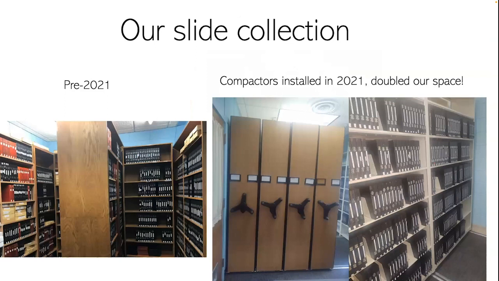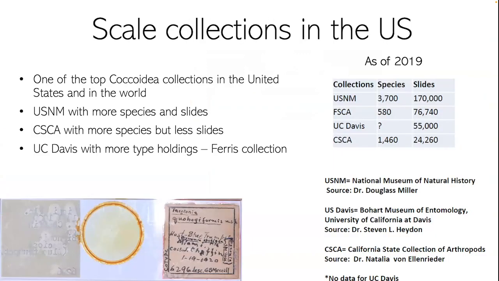We got rid of our shelving and got new compactors, which essentially doubled our space. We have plenty of room for expansion now, which is exciting. So our scale insect collection, as well as the whiteflies, is one of the top coccoidea and aleyrodidae collections in the United States and in the world.